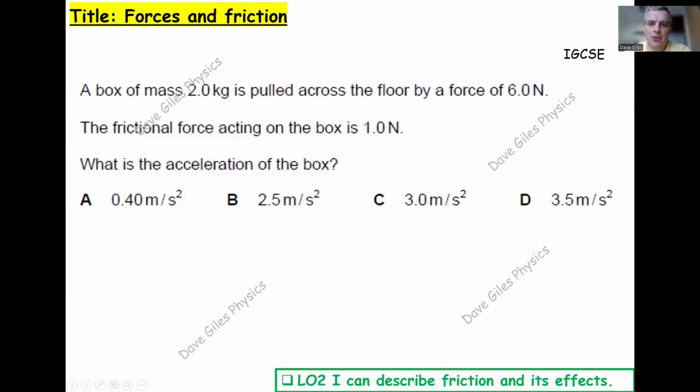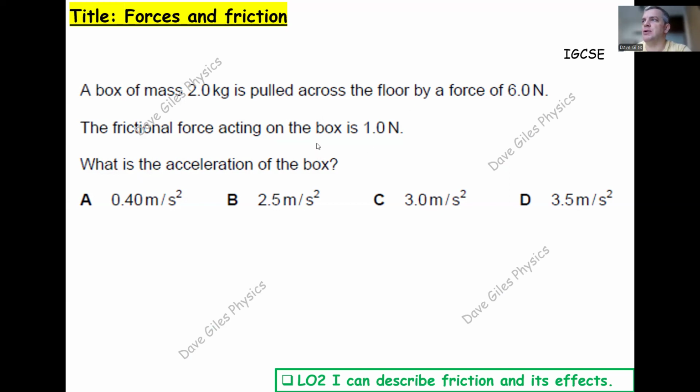Now we're looking at a past paper MCQ question, paper 2 from IGCSE. This is actually the first learning objective. Back to that again. I've missed it off there. A box of mass 2 kilograms is pulled across the floor by a force of 6 newtons. The frictional force acting on the box is 1 newton. What is the acceleration of the box?